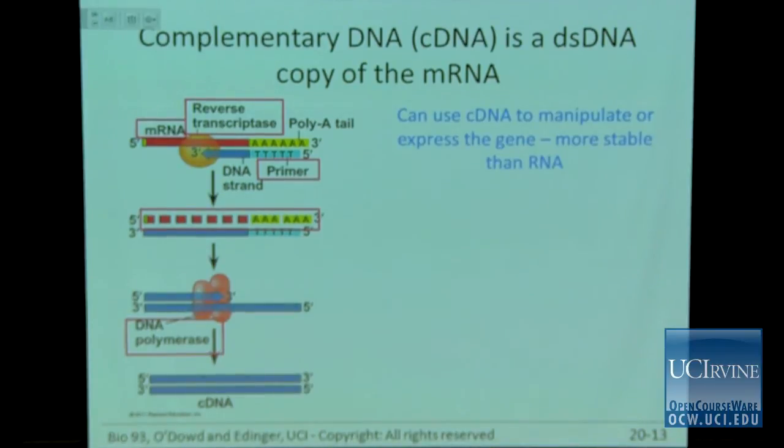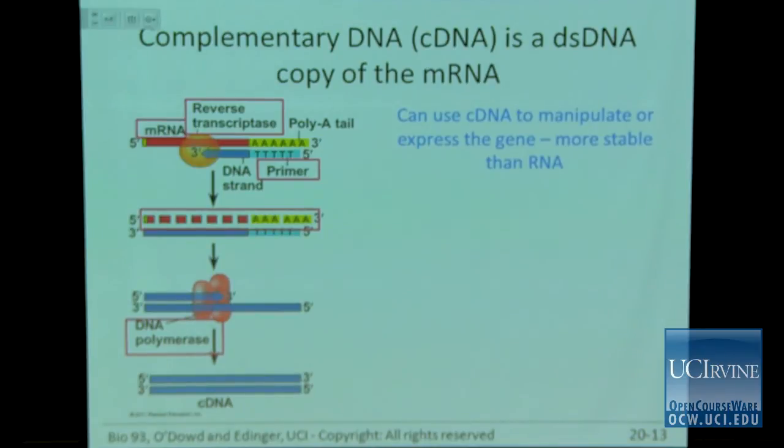Now, why would you want to go to all this trouble to make cDNA? I'm going to give you a couple of reasons. They're very useful. One reason is cDNA are useful for manipulating or expressing the gene. So you could inject mRNA into a cell, people do this all the time, and get the gene expressed. But RNA is not very stable. And that's not because of the chemical properties of RNA, but because there are enzymes all over the place, on your skin and in the environment, that degrade mRNA.